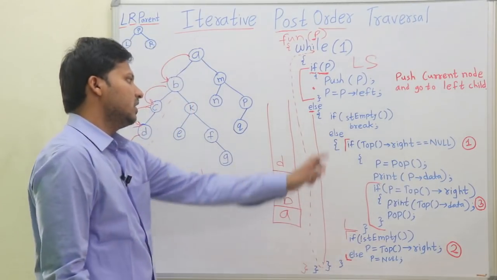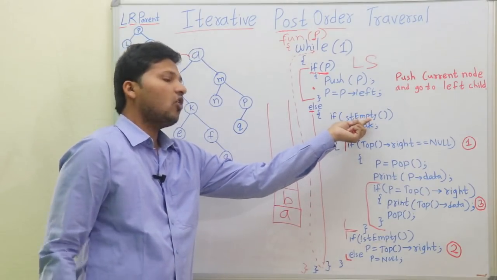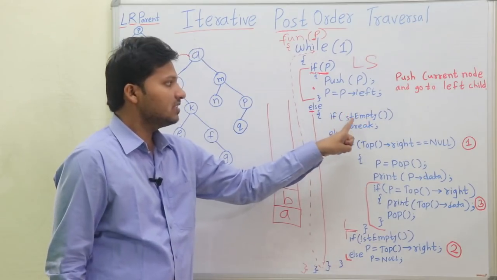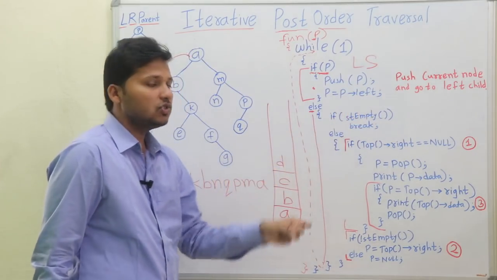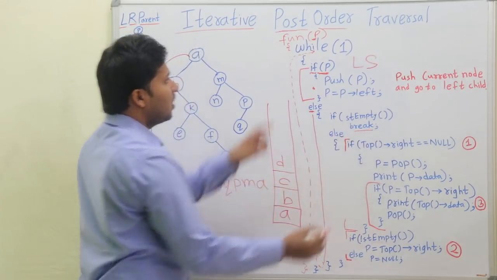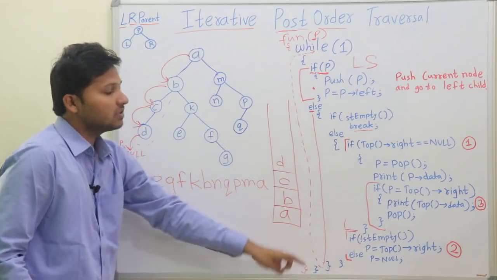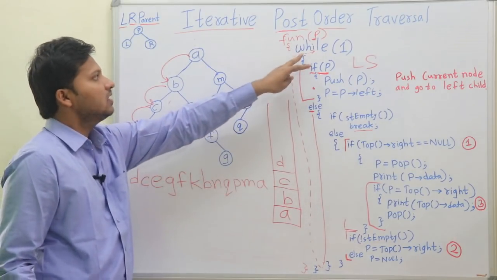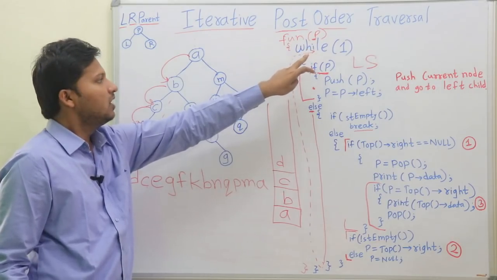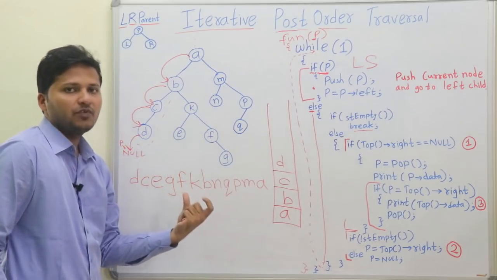Okay, so inside this block the first condition is to check whether all nodes are over or not, meaning whether the stack is empty or not. So this is the breaking condition for this while, that means this is the breaking condition for this function, because inside this function this while loop is there.